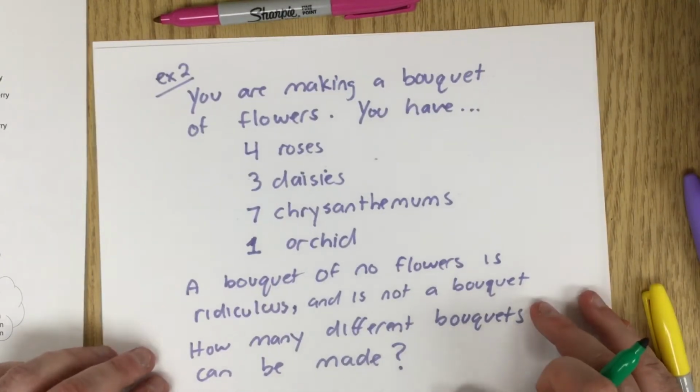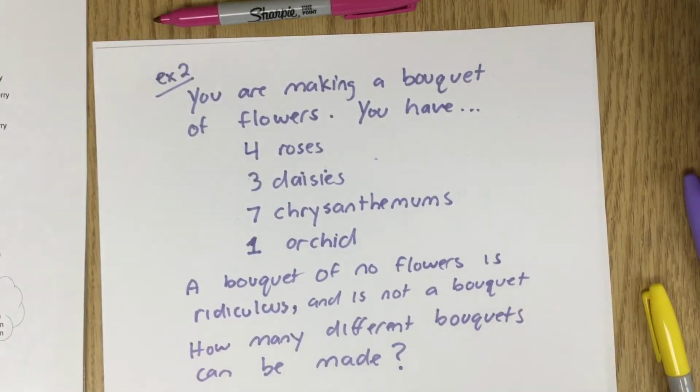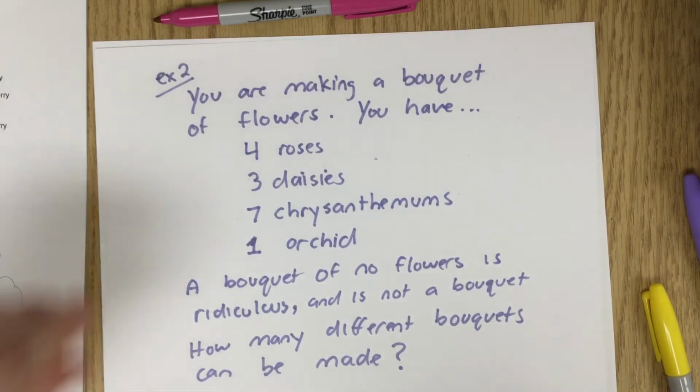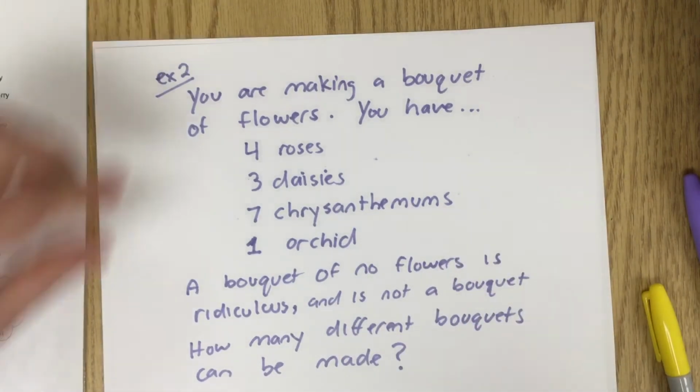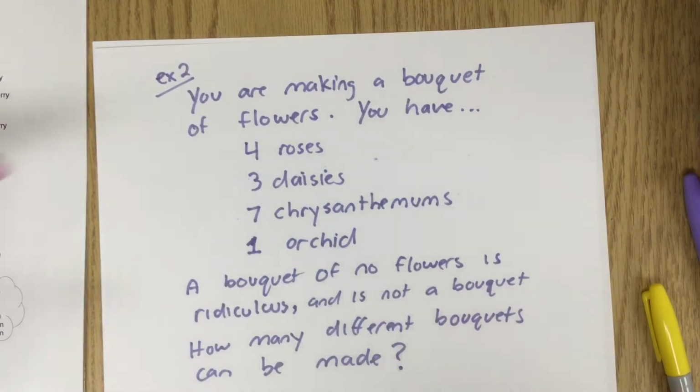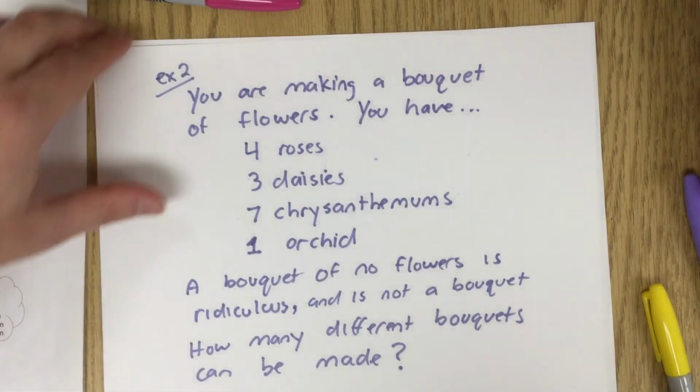Next example, you can pause the video and write it out. You're making a bouquet of flowers. There are 4 roses, 3 daisies, 7 chrysanthemums. I will freely admit that I actually looked up how to spell that, but it's a nice word. And 1 orchid, because those things are expensive. A bouquet of no flowers is ridiculous, so we're not going to consider that to be a bouquet. How many different bouquets can be made? Okay.